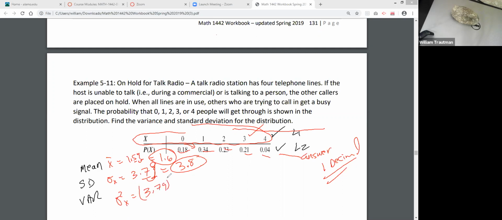3.79, and square it on our calculator. 3.79 and square it, I get 14.3641. We're going to round it to one decimal place. The number to the right of that is 5 or more, so we add 1. So the variance is 14.4. So that's the variance, this is the standard deviation, and this is the mean.